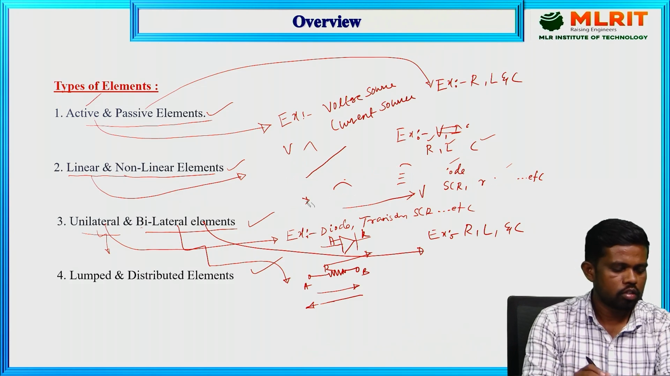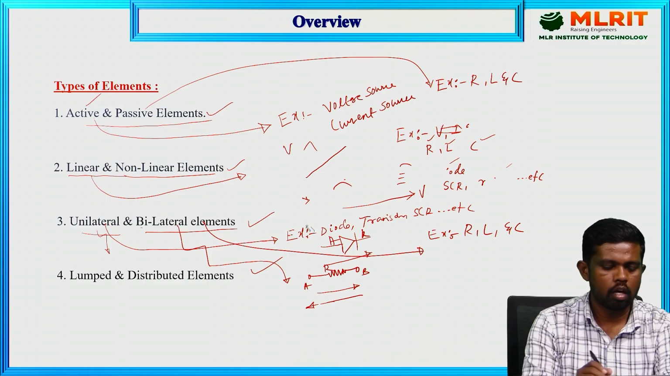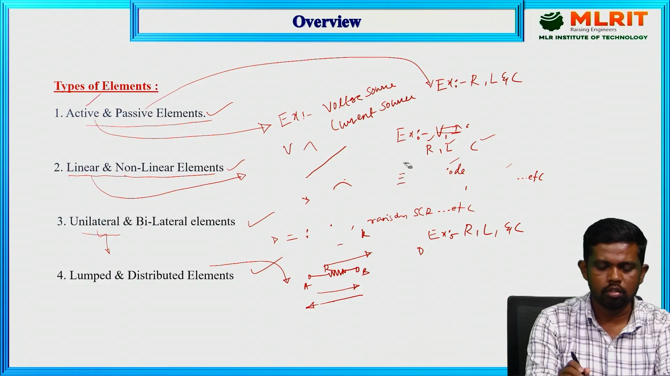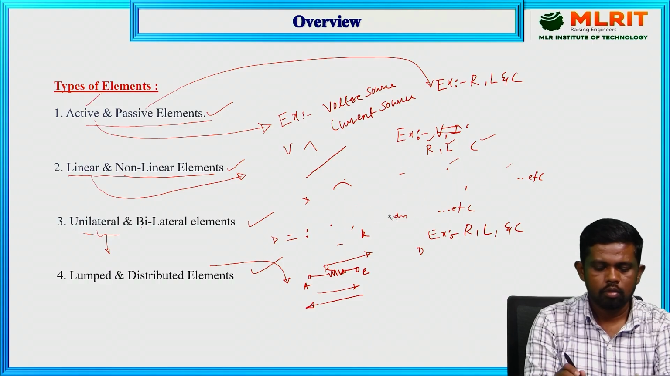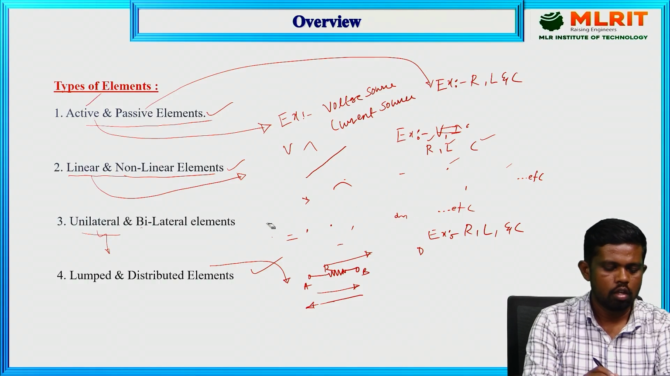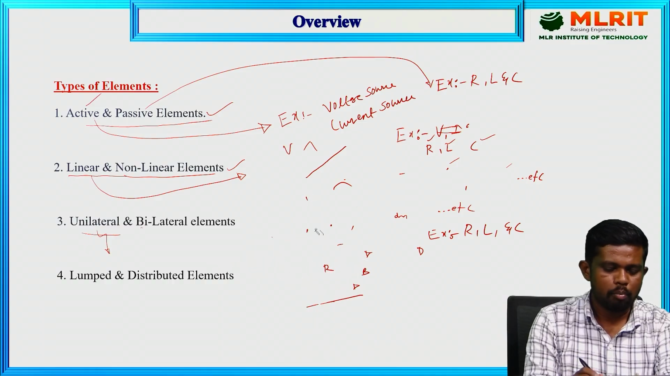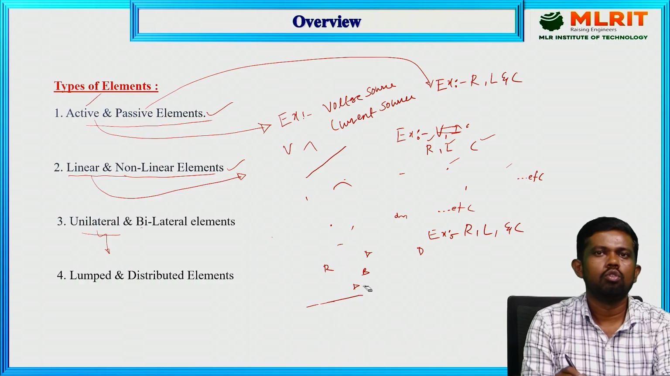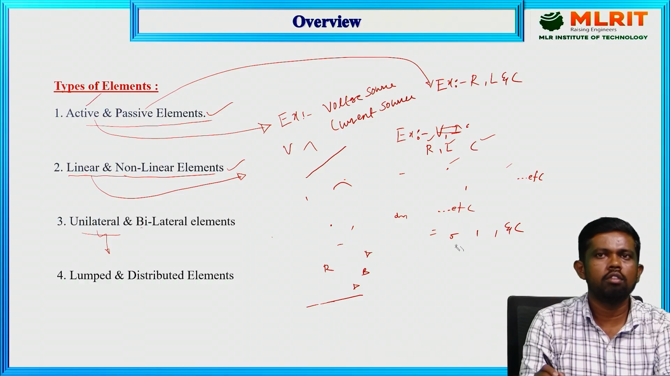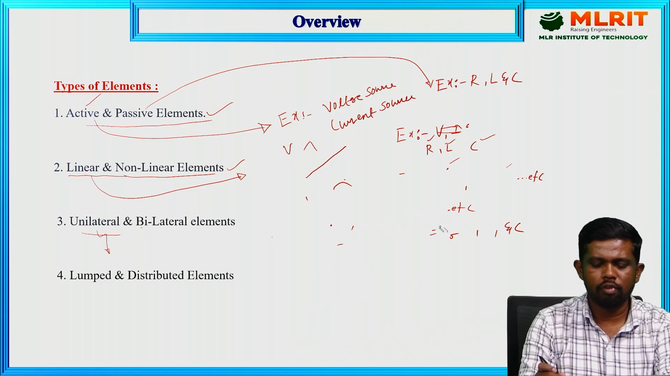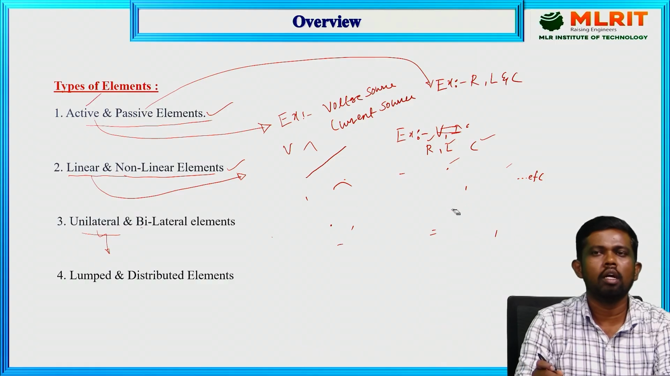So till now we have discussed the active and passive elements, the unilateral and bilateral elements, and the linear and non-linear elements. These are the three circuit element categories in electrical circuits. Now the last one is lumped and distributed elements. Lumped elements in electrical circuits are small in size, and can be easily physically separated from the design network. Those kinds of elements are called lumped elements.